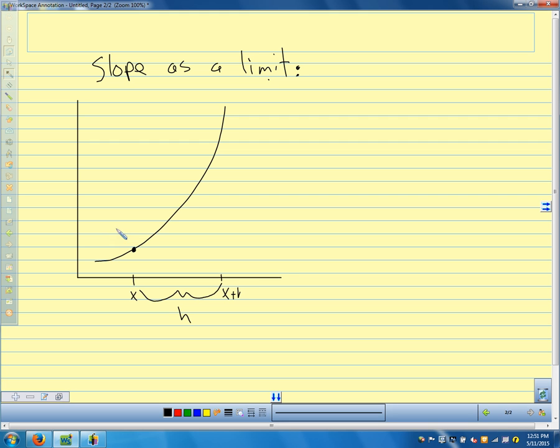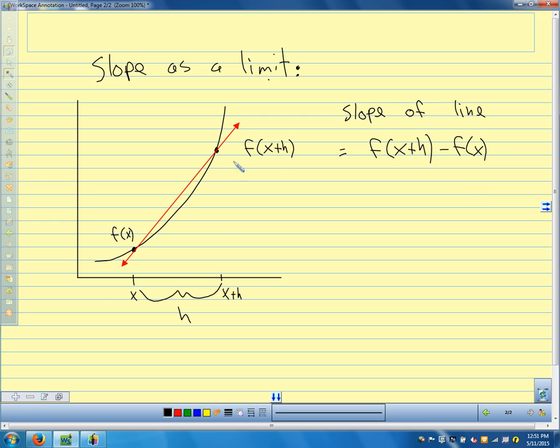At this point, our y value is f of x, and at this point here, our y value is f of x plus h. And we're going to connect those two points with a line. Here's my line. We call that line a secant line because it intersects in two places. Well, the slope of this line equals, well, the rise is f of x plus h minus f of x. That's how far we've gone up. It's a difference in the y values. And the run is h. That's how far we've gone left and right. So that gives us the slope of that line.